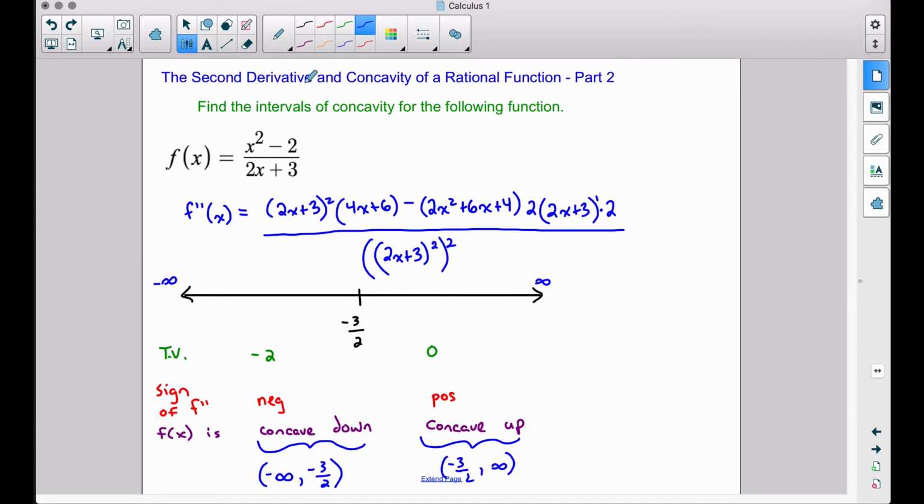And there you have it, the second derivative and concavity of a rational function. In future videos, we will explore exponential, logarithmic, and trigonometric functions as well.